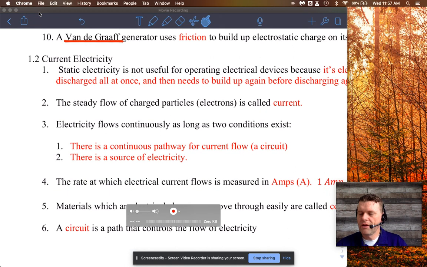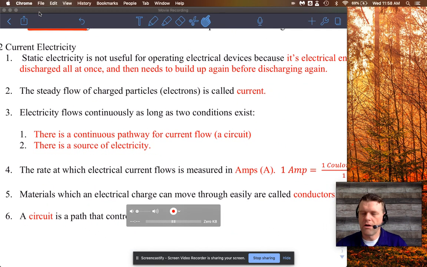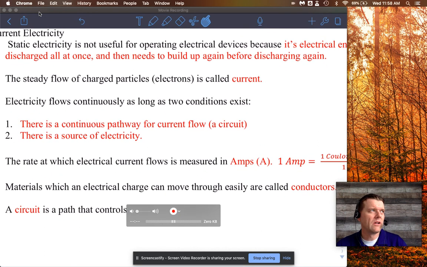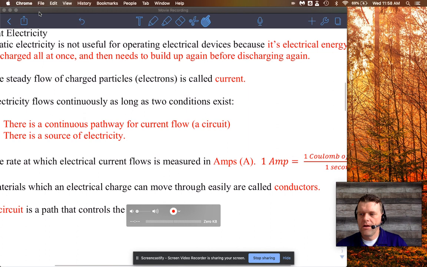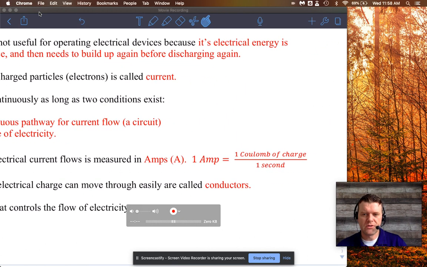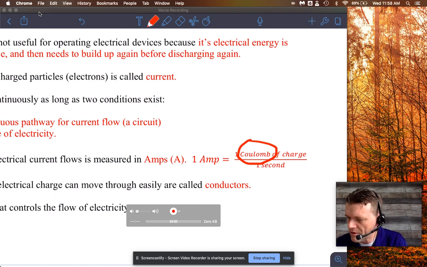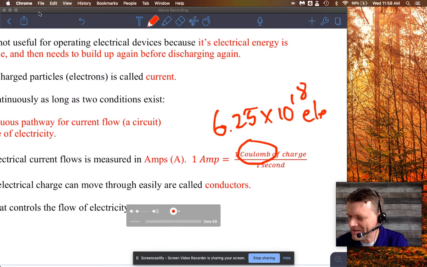Now, we have some electrical terms that we're going to start learning, and you guys might already know these, but the rate at which electrical current flows, we measure that rate in amps. Amps are actually a measure of charge per second. And electrical charge is measured in a unit called coulombs. A coulomb is just a huge, huge number of electrons. You don't need to know this, but it's actually 6.25 times 10 to the 18th electrons. Okay. It's a huge, huge number.